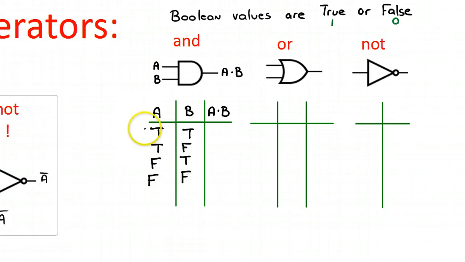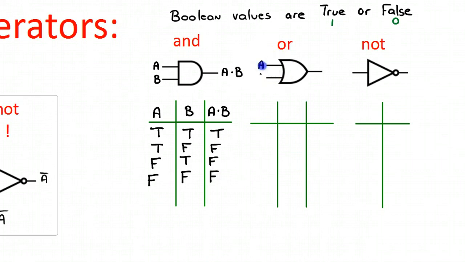So AND returns true when both of the inputs are true. So if I have true and true, the output's true. If I have true and false, the output is false. If I have false and true, the output is false. If I have false and false, the output is false.